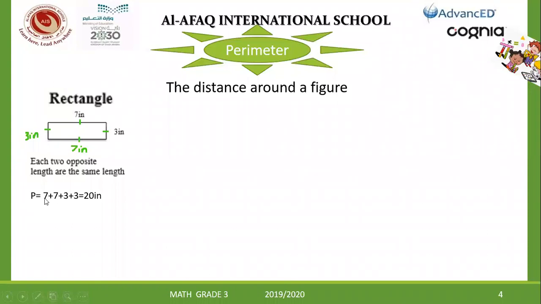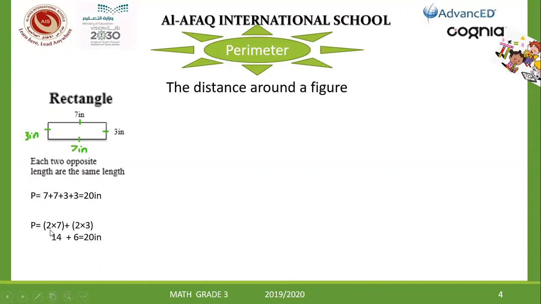I have here 2 sevens and 2 threes because each two opposite sides are equal. Can you use multiplication and addition to express this perimeter? Of course, yes. We can replace 7 plus 7 by 2 multiplied by 7, because repeated addition is multiplication. Keep the plus in the middle. What about the 2 threes? We can replace them by 2 multiplied by 3.